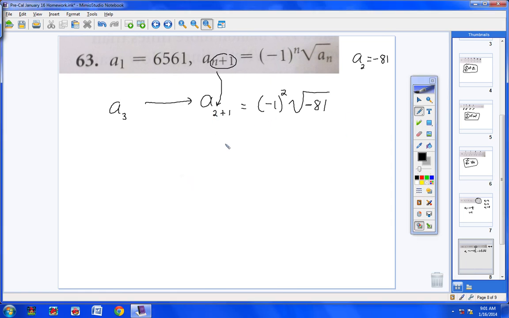Now, 2 plus 1 is 3, so I have a subscript 3 equals -1 squared, which is +1, times, now be careful here, we have not done these for a long time since Algebra 2. So the square root of -81: you can't take the square root of a negative number, students. So you make the 81 positive and put an i on the outside. That's an imaginary number. And then the square root of 81 is 9. 9 times 1 is 9. So I would have 9i. So there we go. The third term is 9i.